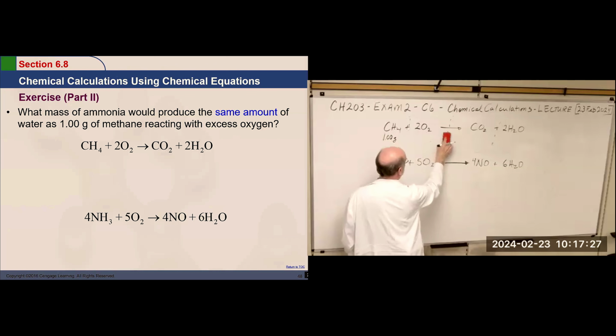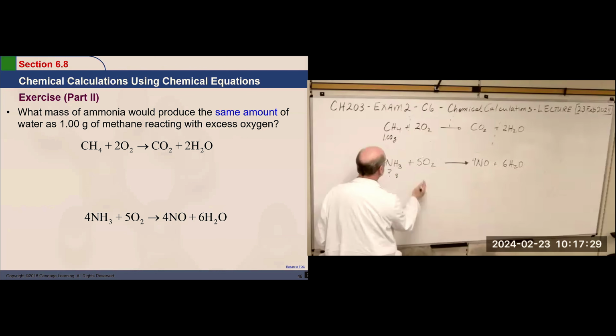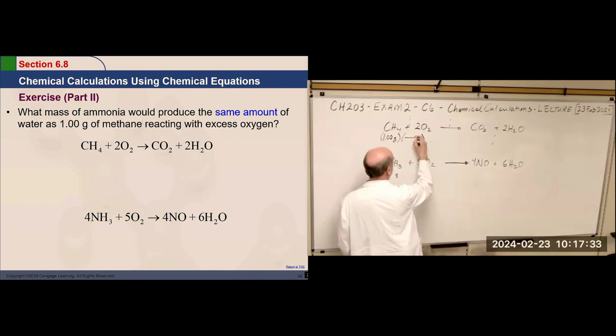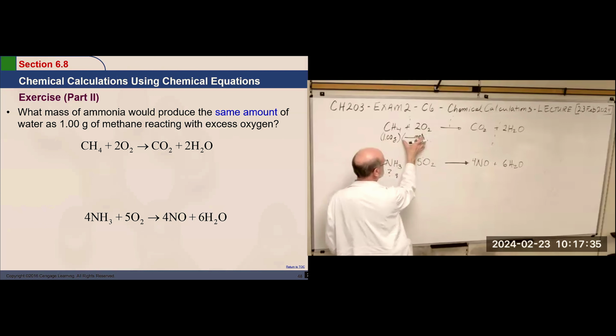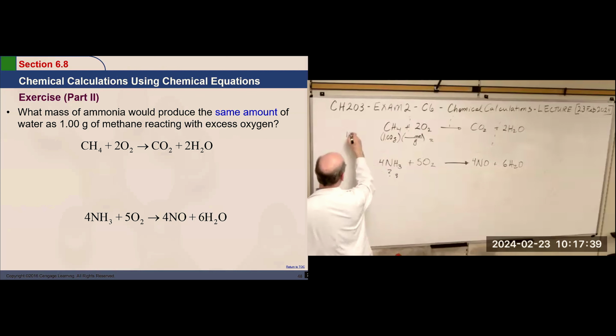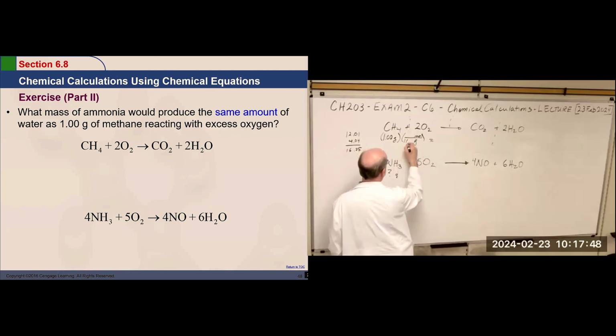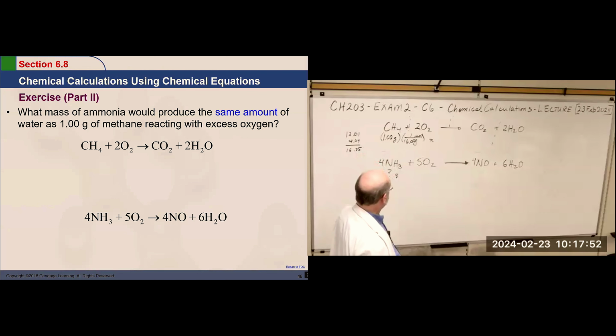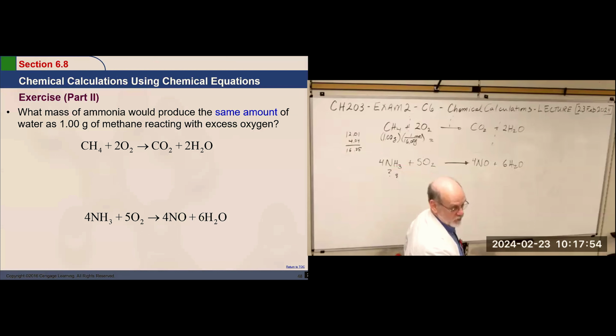Okay, let me move that so I can write it in here. Convert methane to moles by using the molar mass. So that would be what? 12.01 plus 4.04, right? Or how? 16.05. So that'll tell us how many moles of methane we start with.